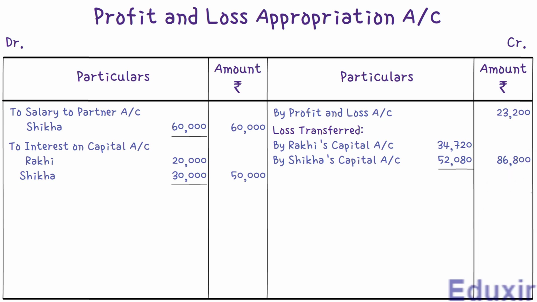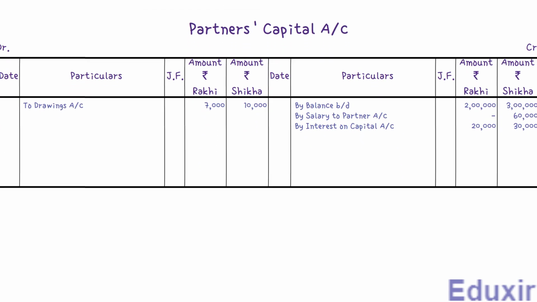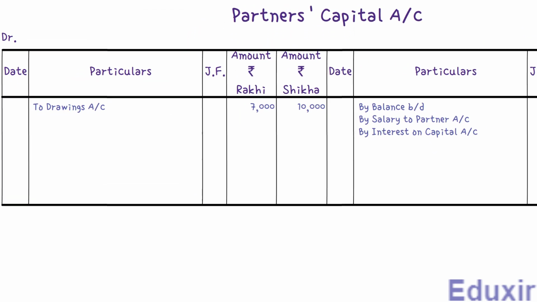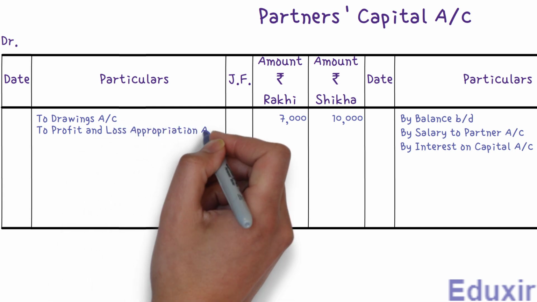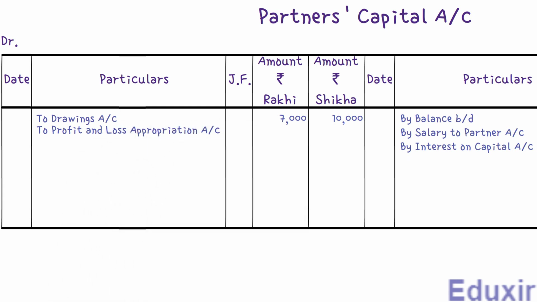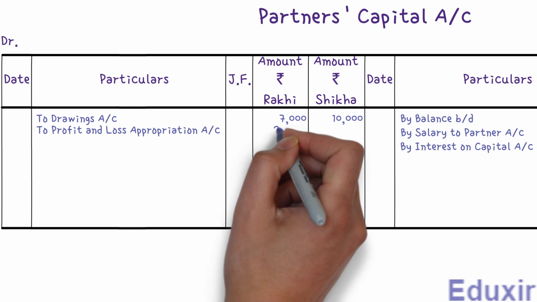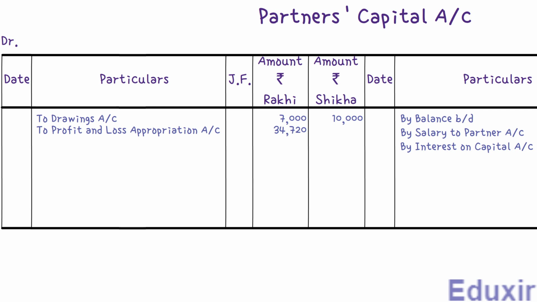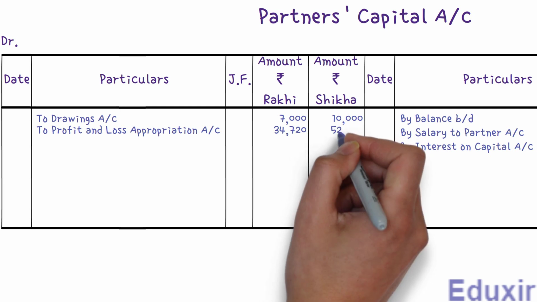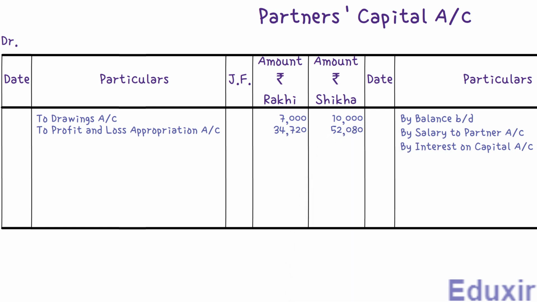With that, we have completed the posting of the credit entry related to the transfer of the loss from the profit and loss appropriation account to the partner's capital account. Let's now post the corresponding debit entry into the partner's capital account. Let's first write to profit and loss appropriation account into the particulars column on the debit side. Let's then write the partner Rakhi's share of loss, which is 34,720 rupees, into the corresponding amount column. Let's then write the partner Shikha's share of loss, which is 52,080 rupees, into the corresponding amount column.